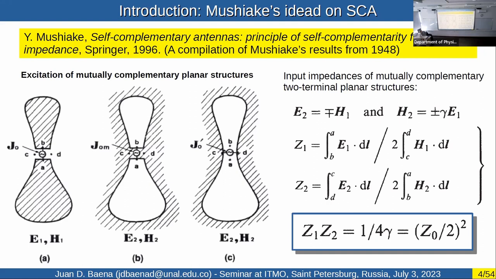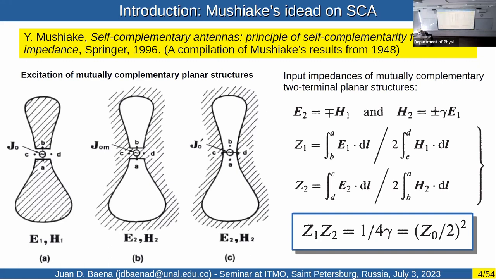And then the input impedance of the antenna could be calculated like the line integral of the electric field along this line divided by the line integral along the path CD. So you have current crossing this line and you have voltage along this direction. And the ratio between them is normally defined as the impedance. In the complementary problem, you will do the same. And if you replace this electric and magnetic field in those formulas and you multiply them, you will get impedance of the free space over 2, squared. Okay?